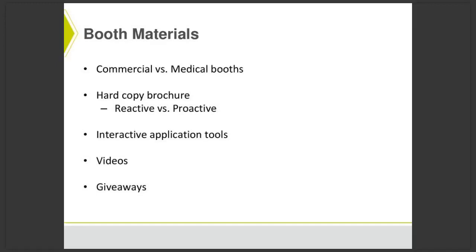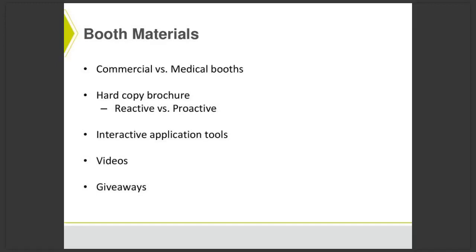It's important to note that the medical and commercial booths need to be completely separate from each other. The types of things that can be discussed are no different than if you were out in the field. For example, if an off-label question is asked at the commercial booth, the respondent needs to direct the questioner to the medical booth to avoid being non-compliant.